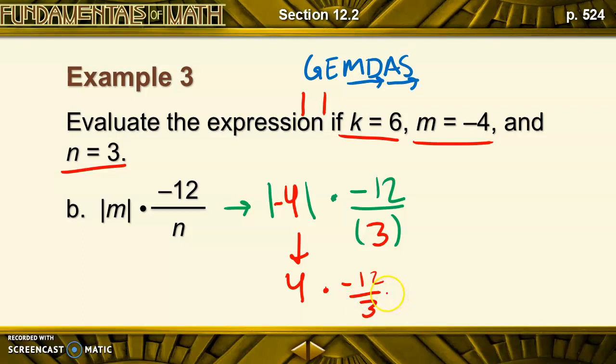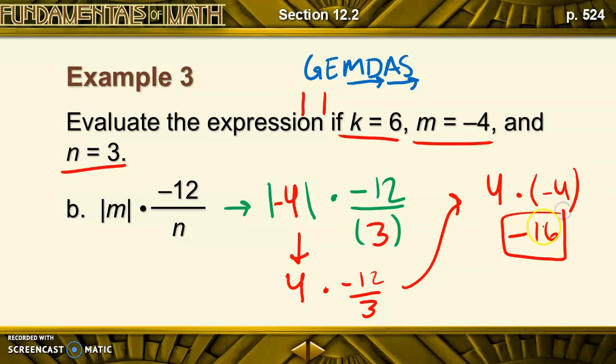over 3. Now, what we could do is treat this like a grouping symbol. I can write this as 4 times -12 divided by 3, because a fraction bar is one of the grouping symbols. That is going to be -48 divided by 3, and I end up getting -16 as my final answer.